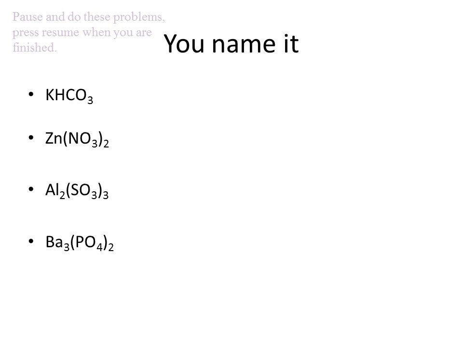Now what I'd like you to do is to pause the lecture and go ahead and name each of these compounds according to the format that we've seen, where you name the front half, the metal, and then the back half, the polyatomic ion.